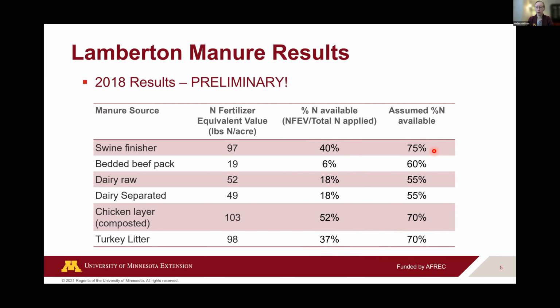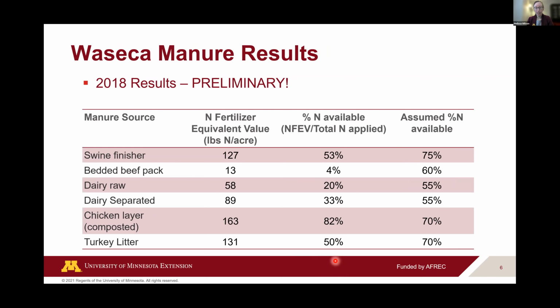So for instance, for swine finisher manure, the way that we broadcast it and then incorporated right away, we would have expected about 75% of that total nitrogen to be available. We only got about 40% in that year. You can see that most of them are pretty low. And this is at the Lamberton site. Waseca, on the other hand, still low in most cases, but we did get much more nitrogen out of this site than we did at the Lamberton site.